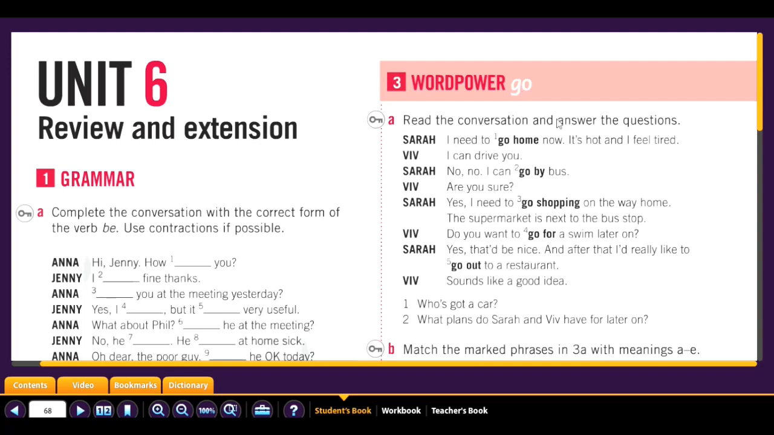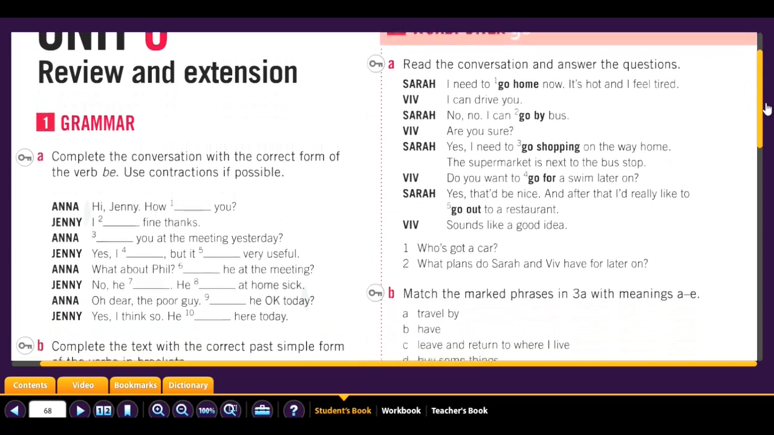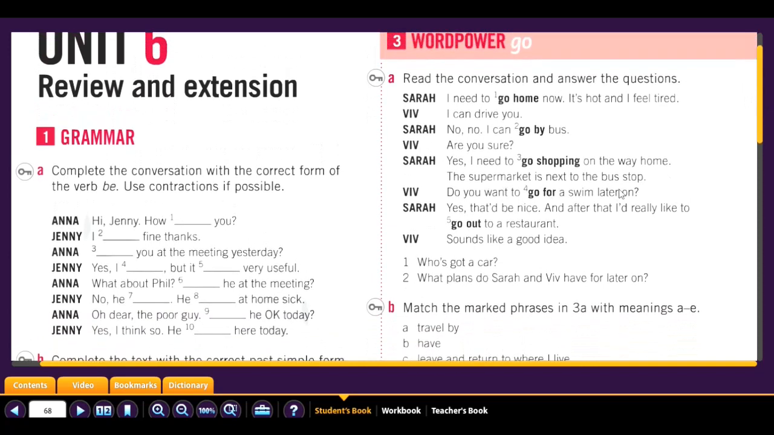Here, read the conversation and answer the questions. I need to go home now. It's hot and I feel tired. I can drive you. Puedo llevarte a casa. No, I can go by bus. Are you sure? Yes, I need to go shopping on the way home. The supermarket is next to the bus stop. Do you want to go for a swim later on? Yes, that'd be nice. And after that, I'd really like to go out to a restaurant. Sounds like a good idea.